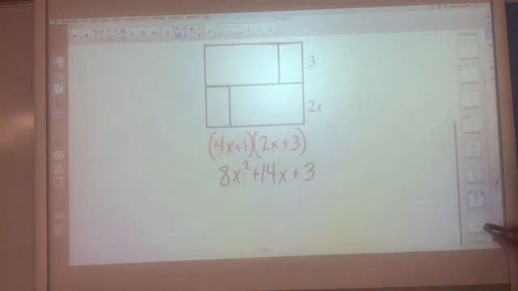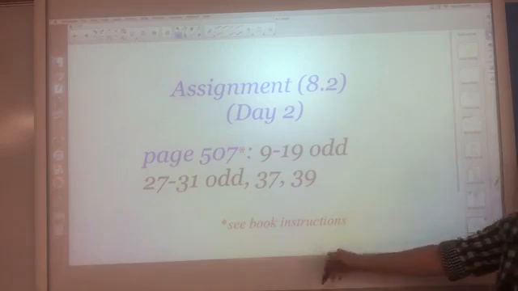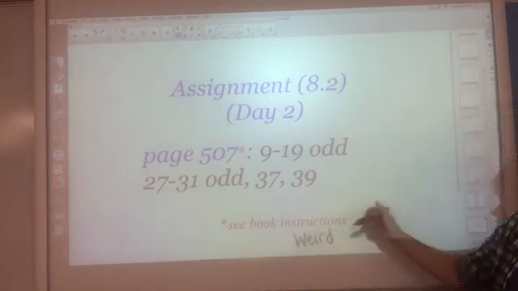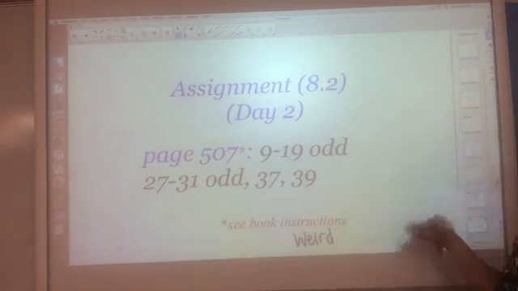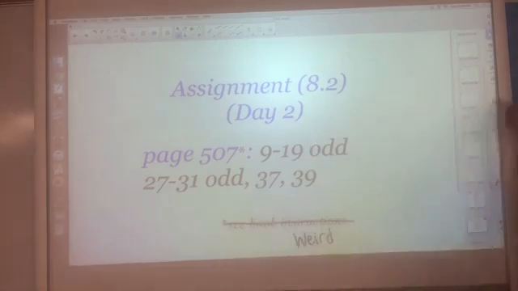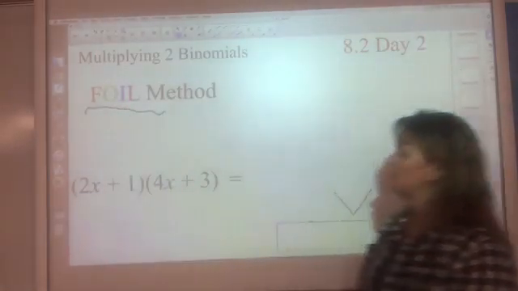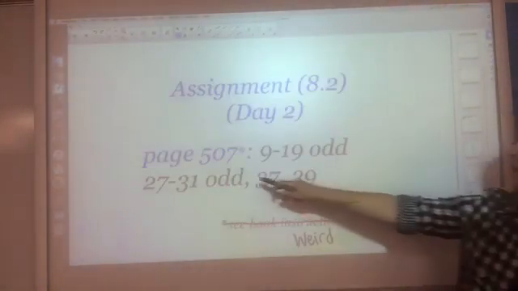All right, you do have it in an assignment. Day 2, page 507, 9 through 19. See the book instructions. They are weird because they give us a different method and different ways of doing those same problems. They want you to do the vertical method and the horizontal method and the whatever method. Ignore those book instructions. We don't want those book instructions. What we want to use every single time is first, outside, inside, last. Check them as you go through them.